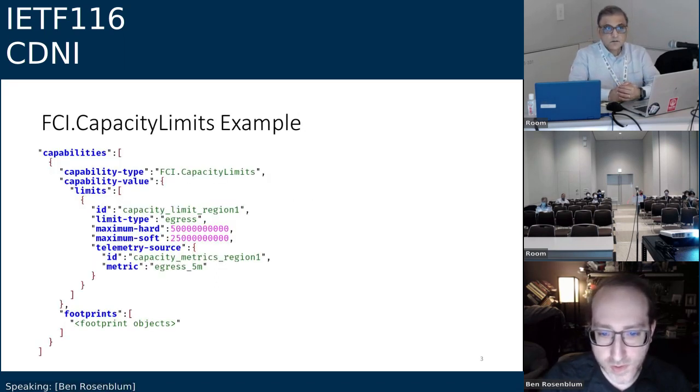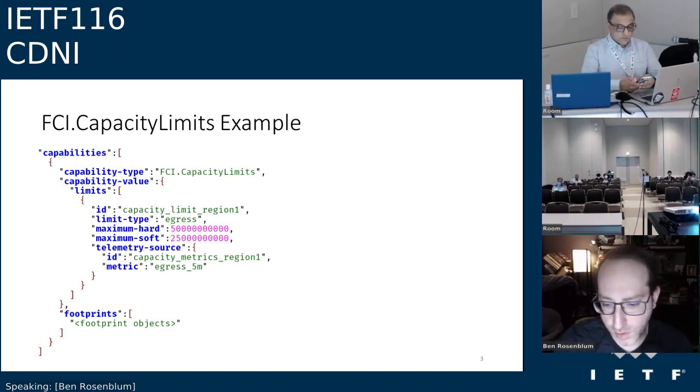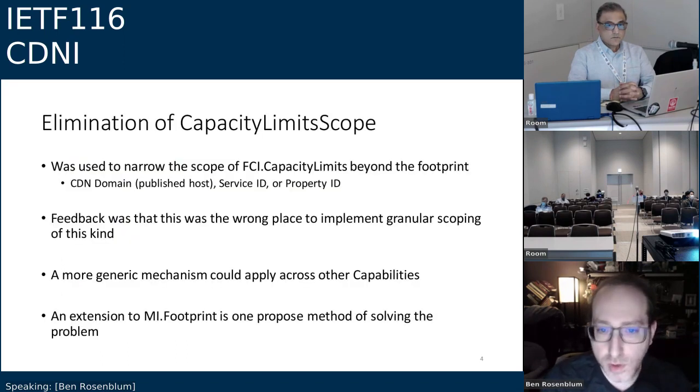This is just a brief example of what that object looks like. It's relatively straightforward, and none of this has really changed since the previous draft. The only thing that we've done, based off the discussion on the mailing list, is remove this scope object that used to be present here. So right now, this can be associated with a footprint like any other capability. In the prior draft, we had an object called capacity limit scope, which allowed a more fine-grained scoping mechanism based off of a host name or a service ID or a property ID.